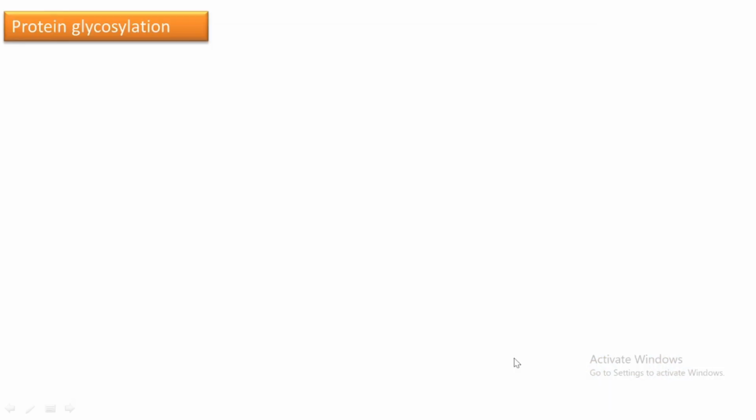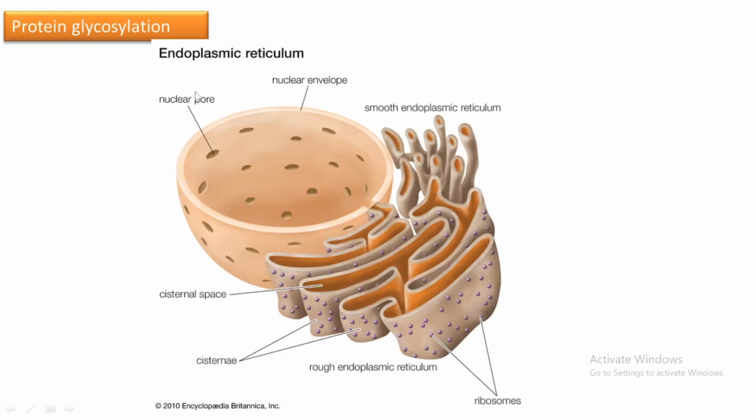Next, protein glycosylation. What is meant by protein glycosylation? Protein glycosylation is the process of adding sugar to the newly formed polypeptide chain. We just learned that the newly formed polypeptide chain reaches the lumen of the endoplasmic reticulum. After it reaches the lumen, some modification, like addition of sugar units, happens inside, and that process is called protein glycosylation.